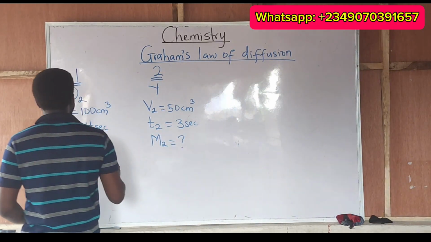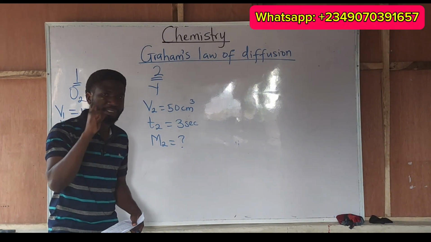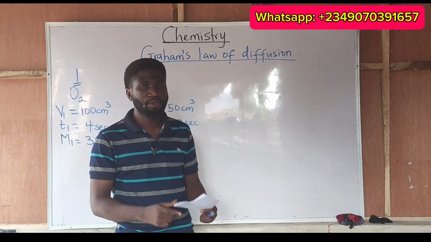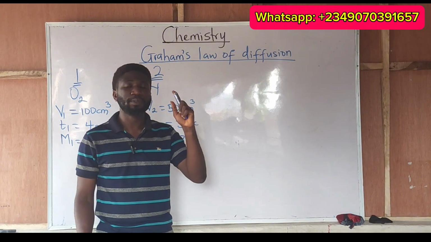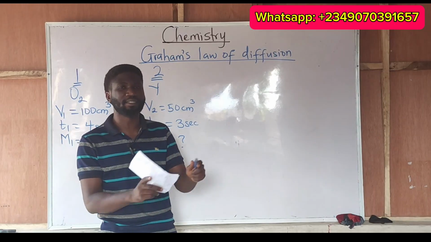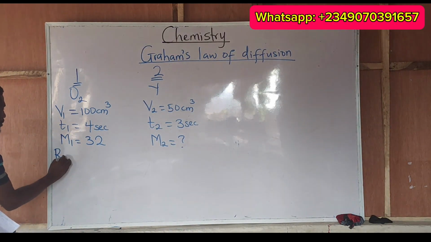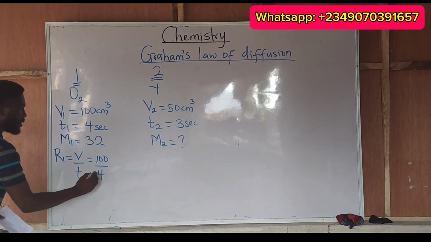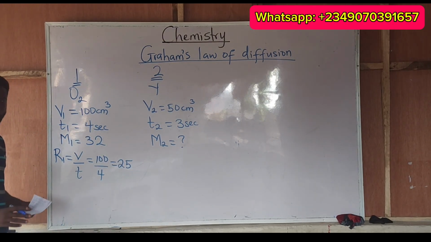Take note, whenever you have volume as well as time, what should come to your mind is rate of diffusion. Remember I said the rate of diffusion equals volume over time. So from here, the rate of diffusion, which is volume over time, will give us 100 over 4, and this is 25. Are you all getting me?